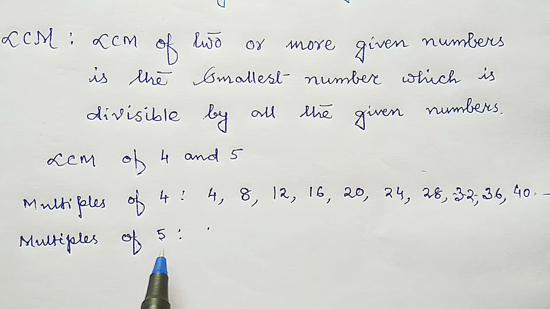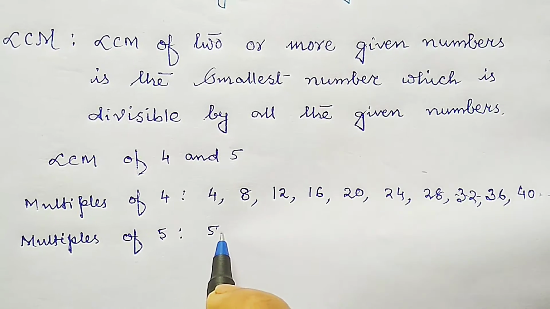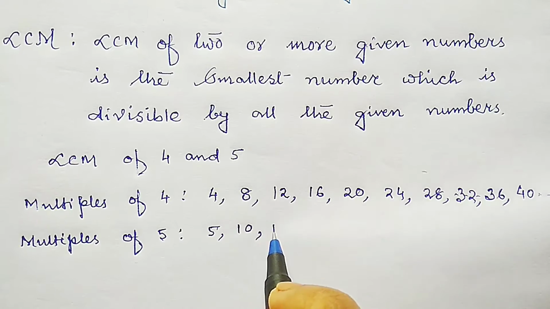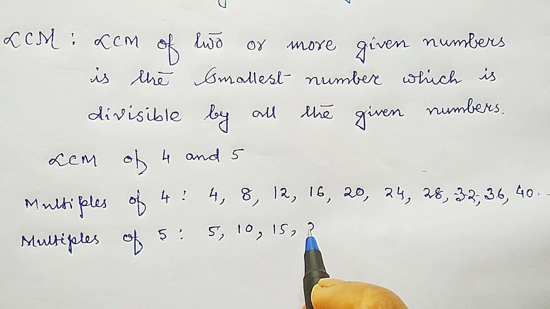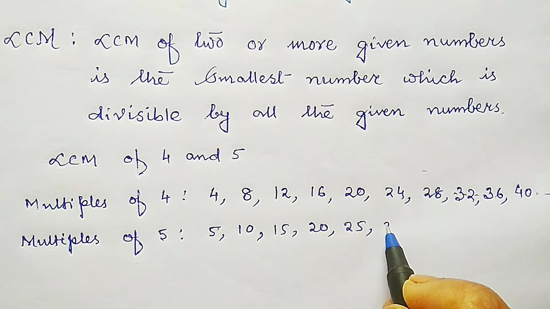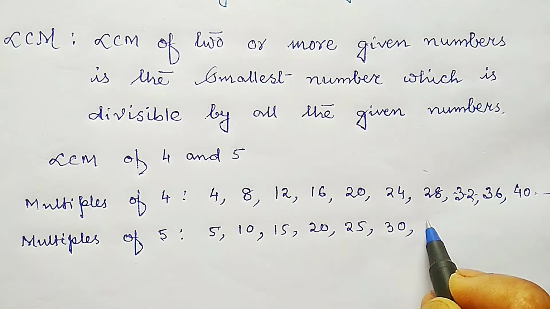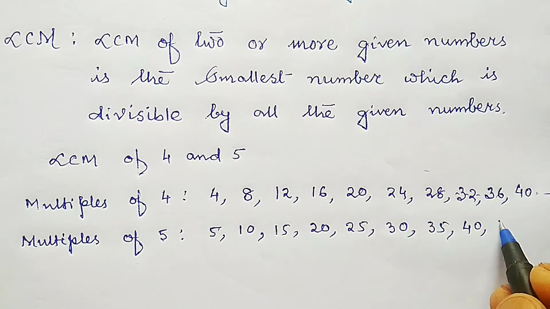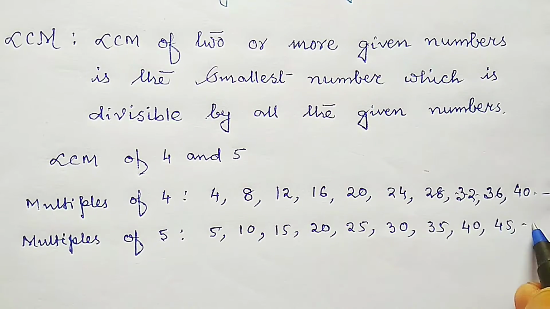Similarly, multiples of 5 are 5 1 ja 5, 5 2 ja 10. All of you know the table of 5. 3 5 ja 15, 4 5 ja 20, 5 5 ja 25, 5 6 ja 30, 5 7 ja 35, 5 8 ja 40, 5 9 ja 45, and so on.